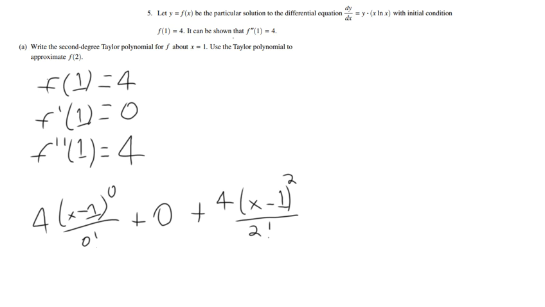Now we have to use this polynomial to approximate f of 2. Well, f of 2 is going to be approximately equal to what I get when I plug in 2 for all the x's right here. So again, this part is just 1. I don't care about that. So I have a 4 plus 0 plus 4 times (2 minus 1) squared over 2 factorial, because we're using 2. And this is my Taylor approximation for f of 2. And we are done with part A, and we will move on to part B.